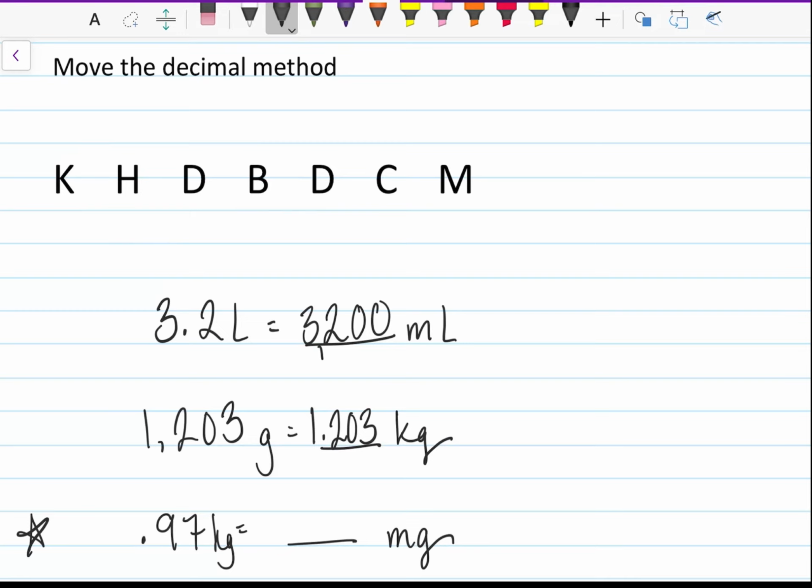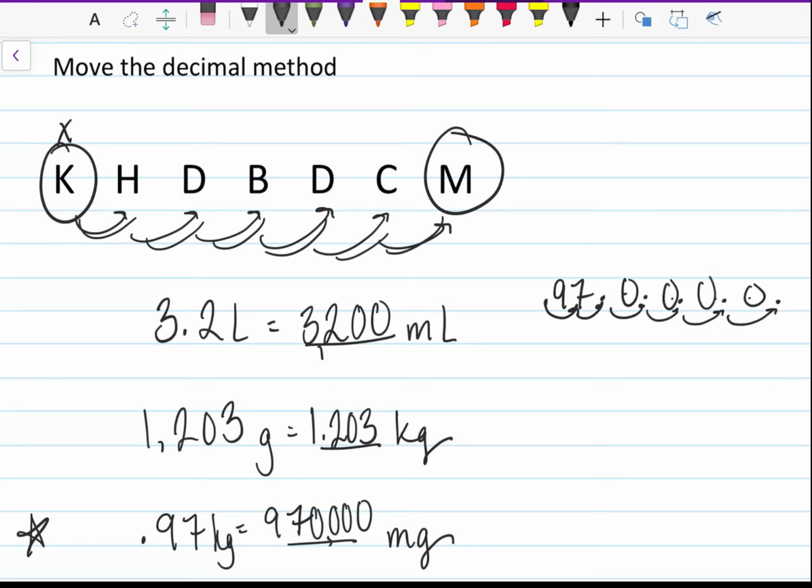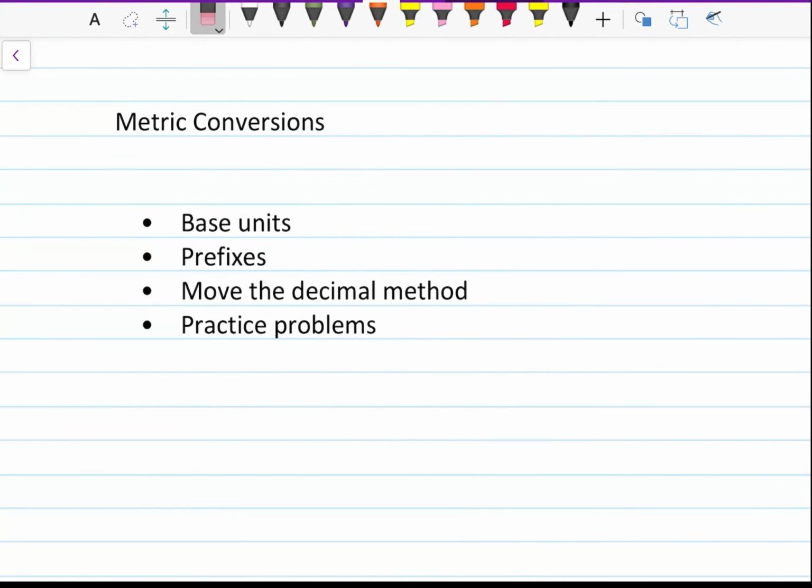This last one, this one was a challenge. You are going from kilograms to milligrams. So you're starting here, you go 1, 2, 3, 4, 5, 6 places over. So off to the side, 0.97, moving over 1, 2, 3, 4, 5, 6 places. So your final answer is 970,000 milligrams.